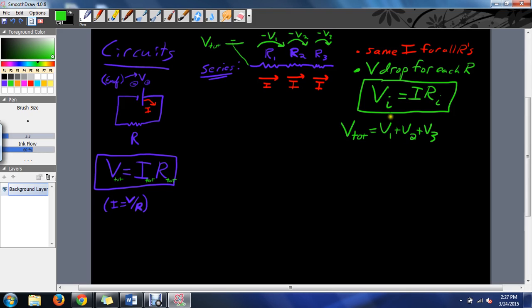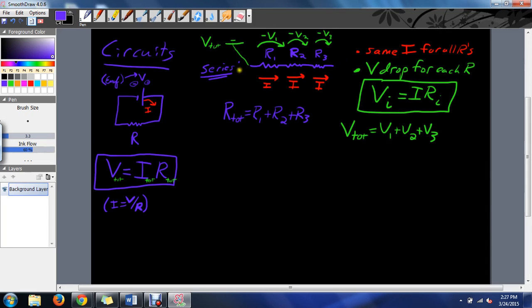If you plug these into here, you notice the current will cancel everywhere. You get that the total resistance is simply the sum of the resistances. So there you have it, nice color-coded. Current is the same for all of them. Each of them has their own individual voltage drops.